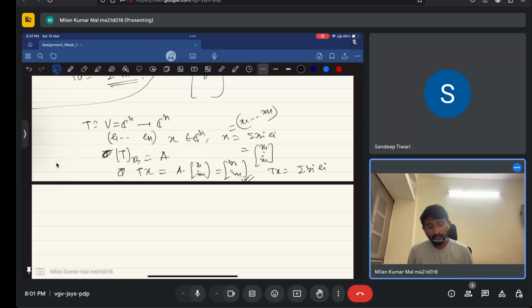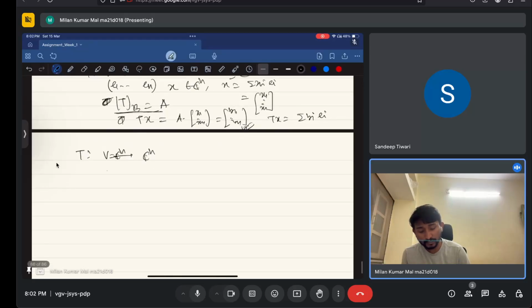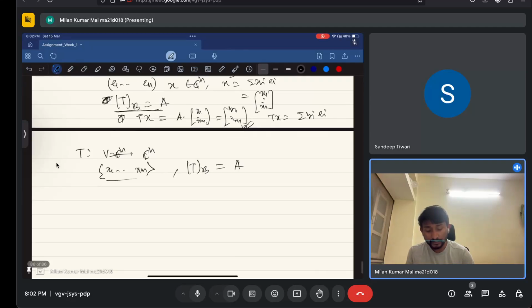So the matrix representation of T with respect to the standard ordered basis is A in that situation. Suppose T goes from Cn to Cn, and I have taken any ordered basis x1, x2, ..., xn. I need only an ordered basis. Let the matrix representation of T with respect to this basis be A. If this is not the standard ordered basis, the matrix A does not correspond to the standard ordered basis.